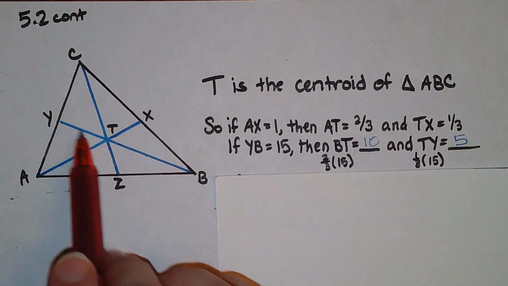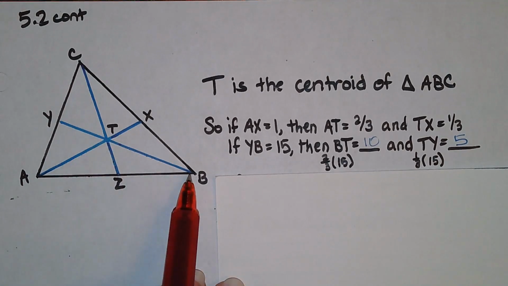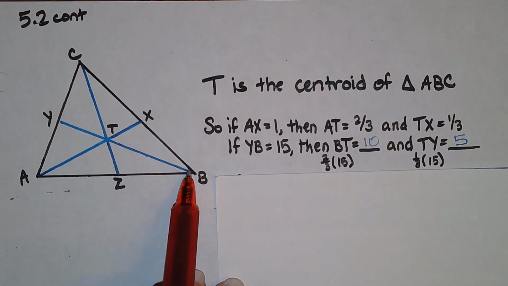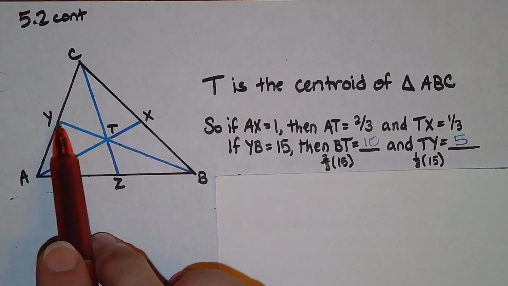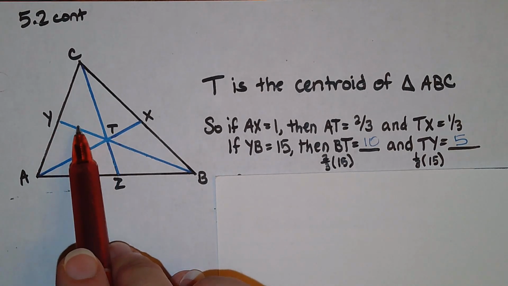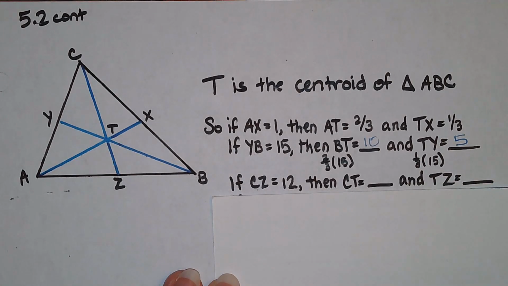So if this whole segment YB is 15, this part right here takes up 2/3 of that, so it's going to be 10. And this segment here takes up 1/3, in other words, a length of 5. Okay. Let's practice that with another one of these.